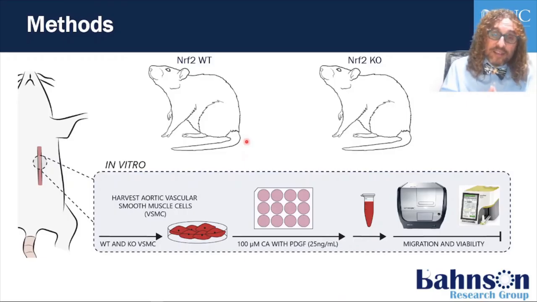So to assess if the effect of cinnamic aldehyde at inhibiting neointimal hyperplasia is Nrf2 dependent, we turned to a Nrf2 knockout rat colony that we have in the lab, and we will compare the effect of cinnamic aldehyde in wild-type and Nrf2 knockout animals. We isolate smooth muscle cells from the aorta of these animals, and we're going to study the effect on proliferation and migration of these different genotypes.